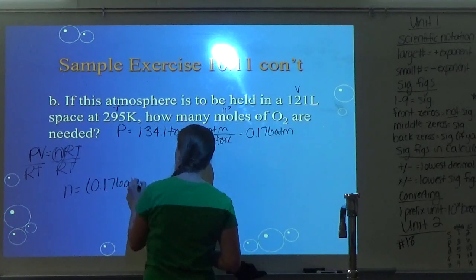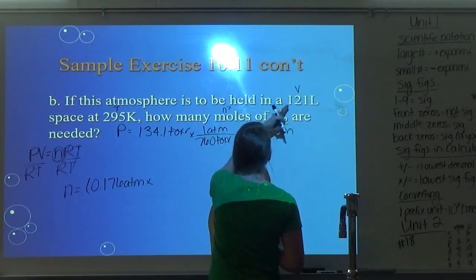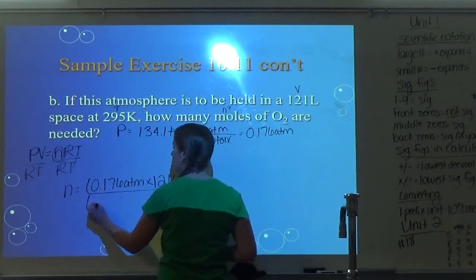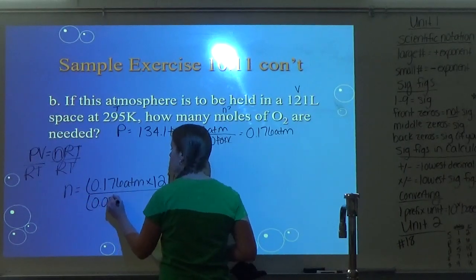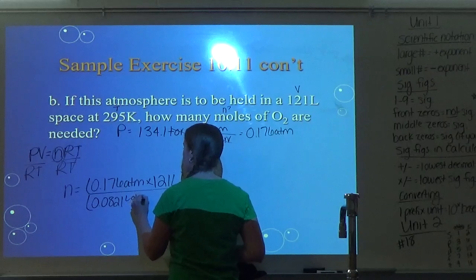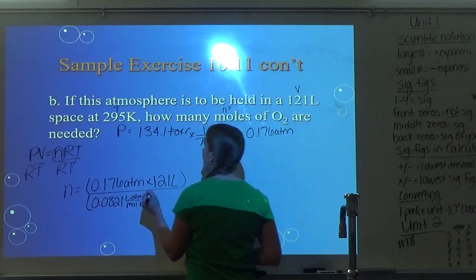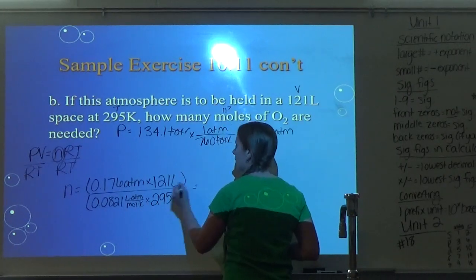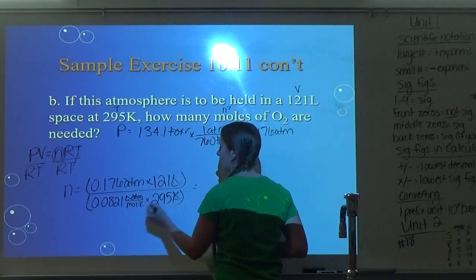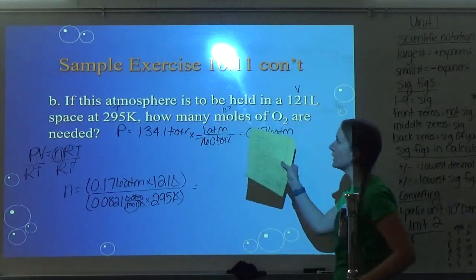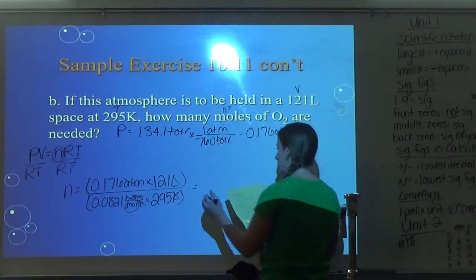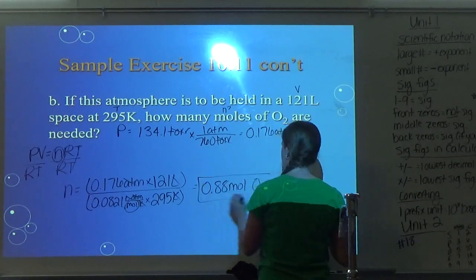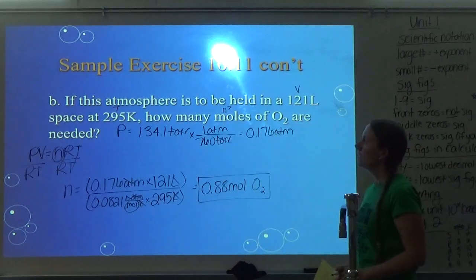So I did 0.176 atm times my volume, which is 121 liters, over my R value. Since I used atm, I used 0.0821 liters times atm over moles times Kelvin, times my temperature, which is 295 Kelvin. So my atm, liters, and Kelvin cancel. I'm left with moles, which is what it asked me for. And so once I solved, I got 0.88 moles of O2. Just like that.